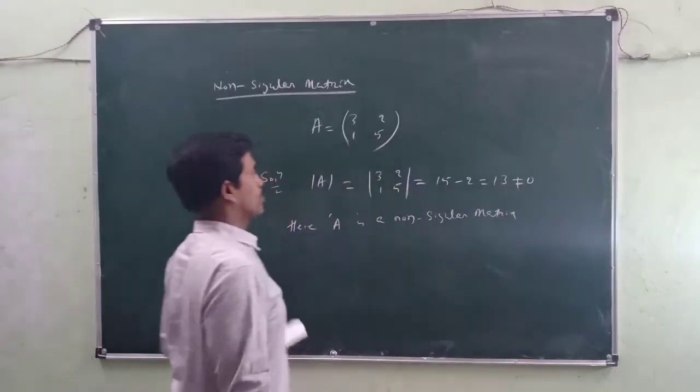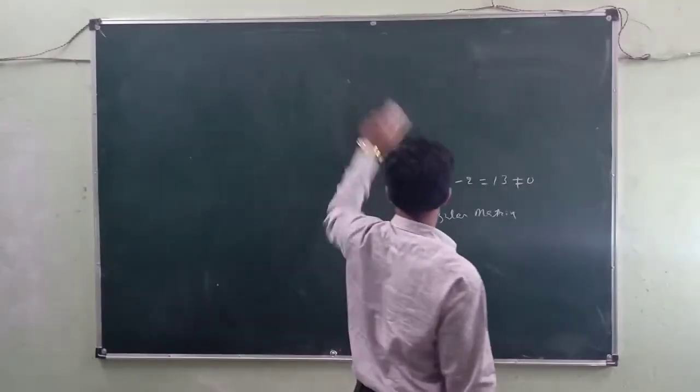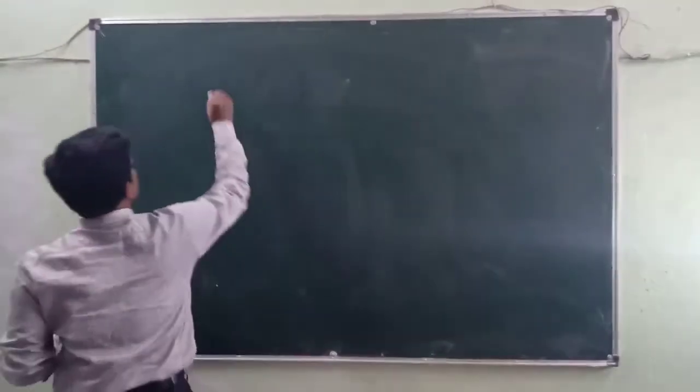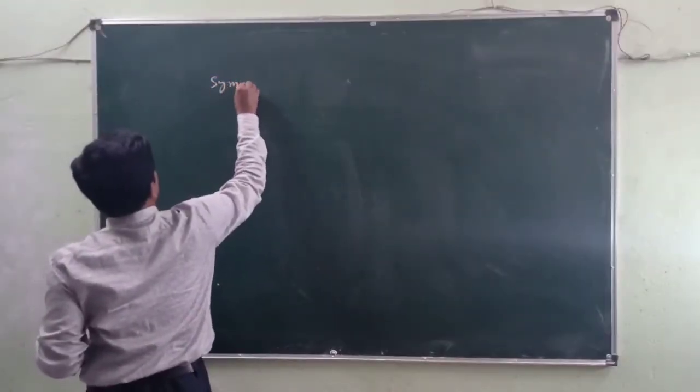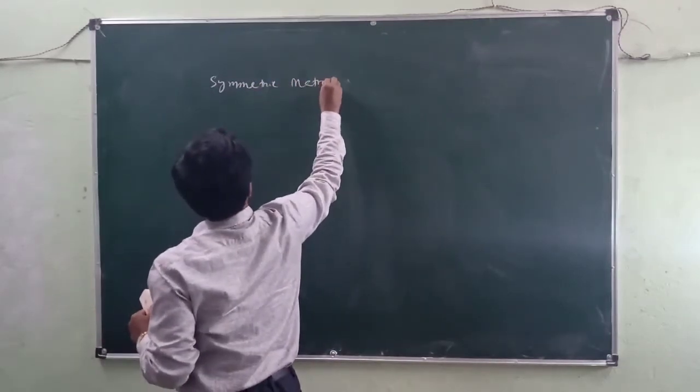Then comes another type of matrix. That matrix we call the symmetric matrix.